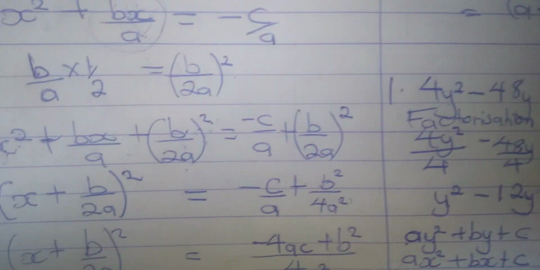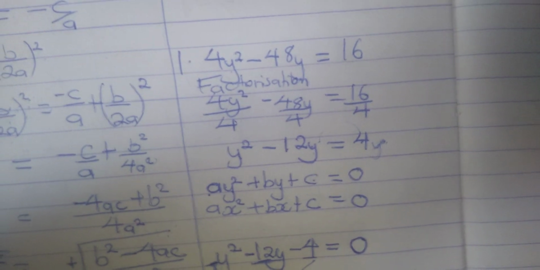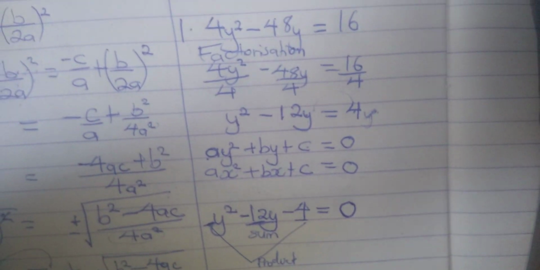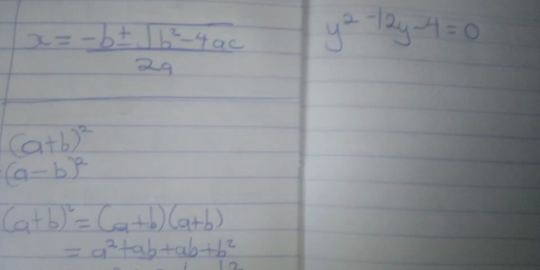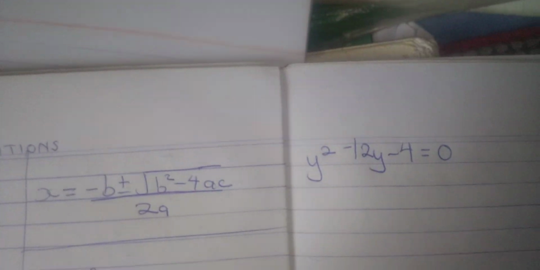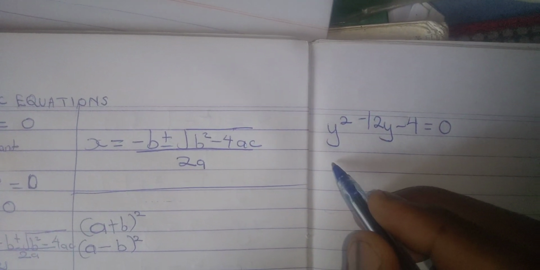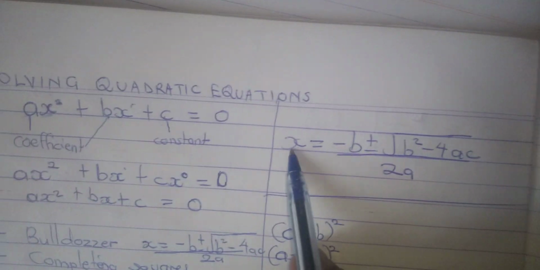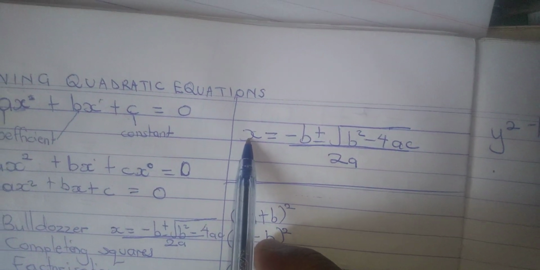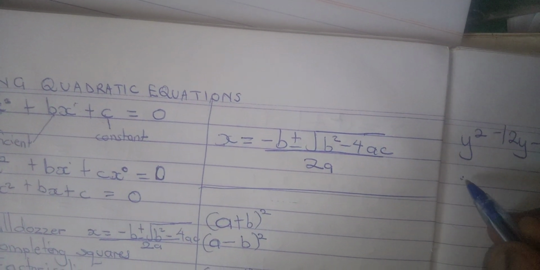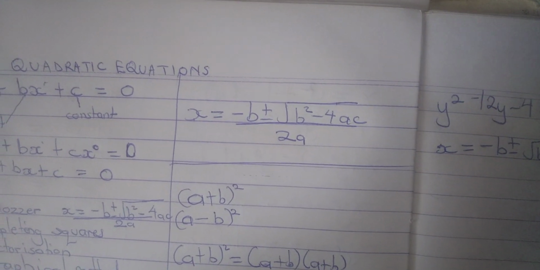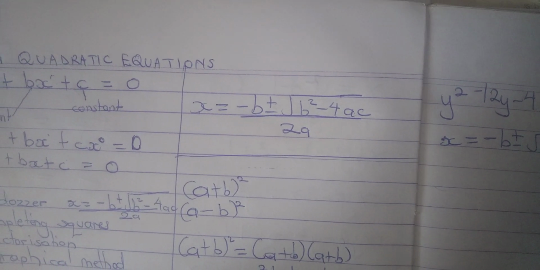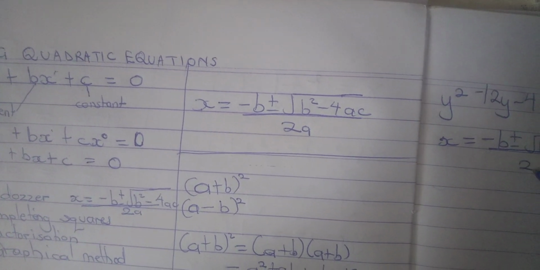So let me go to the bulldozer. How will I use the bulldozer? You remember the equation was arranged as y squared minus 12y minus 4 equals to 0. You can either use the bulldozer or completing squares. Let me use the bulldozer formula. Since the unknown here is y, instead of x I will use y. The formula is x equals negative b plus or minus the root of b squared minus 4ac, over 2a.